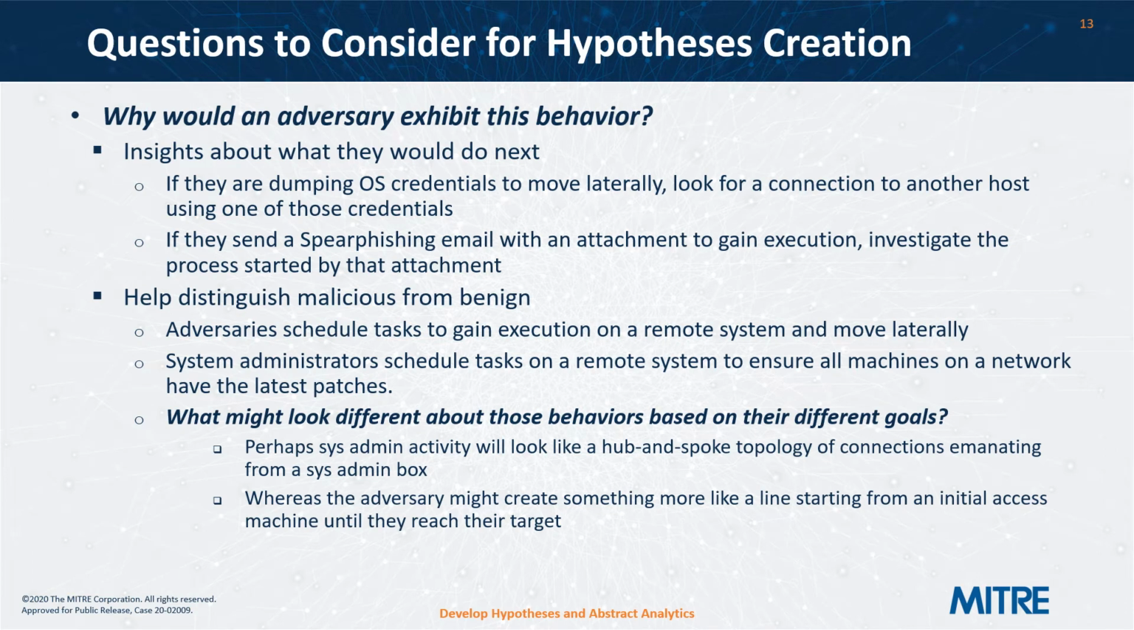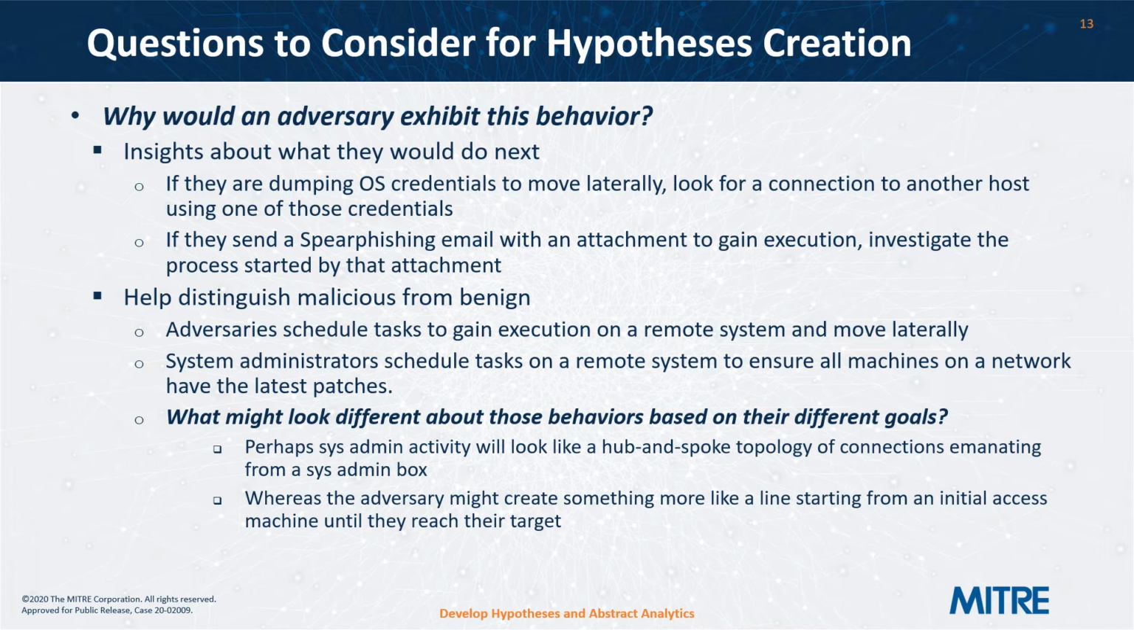As we define and refine our hypotheses, it's often helpful to consider why an adversary would exhibit this behavior. Knowing the why provides some context and might hint at what other behaviors would likely occur before, with, or after this behavior. This contextual information could be used to refine and improve the precision and recall of our analytic approach, or to help investigate our initial detections. Knowing the why can also help us think through how malicious behavior differs from benign use.